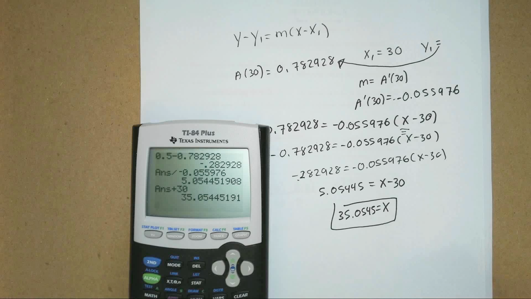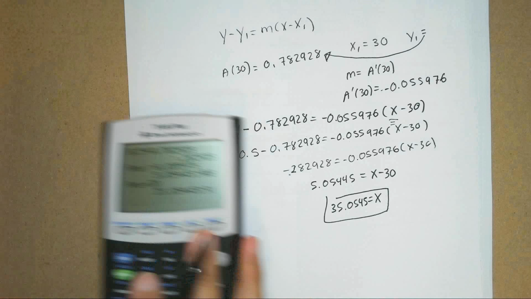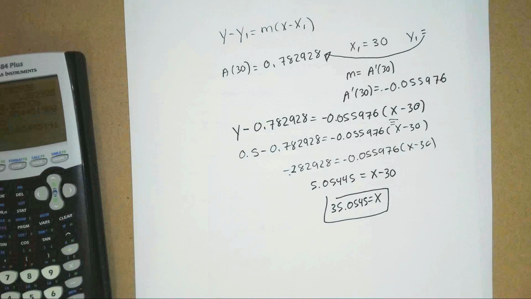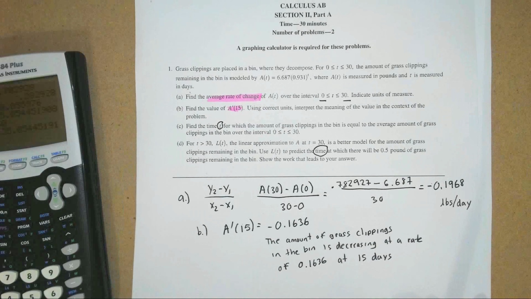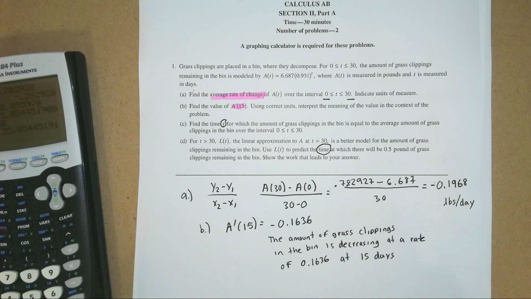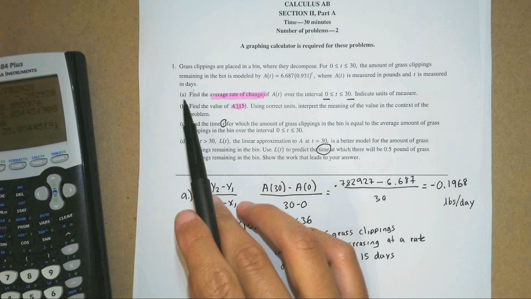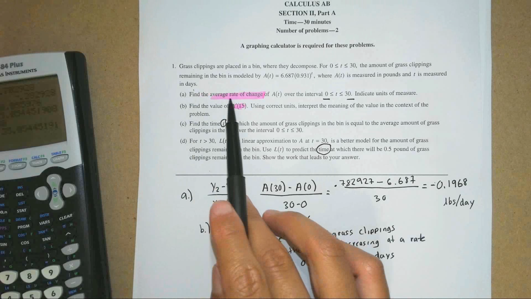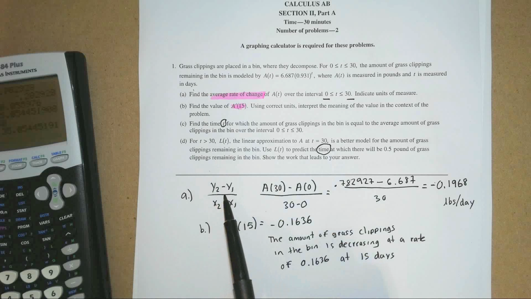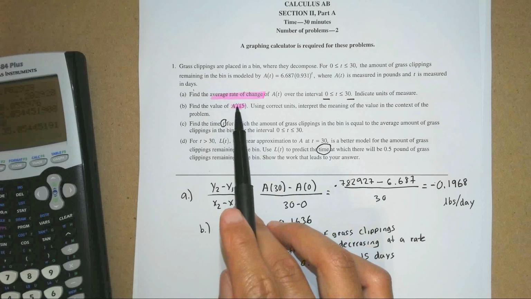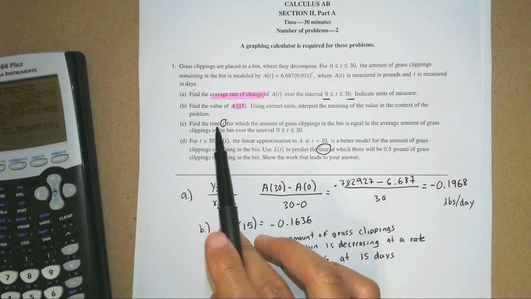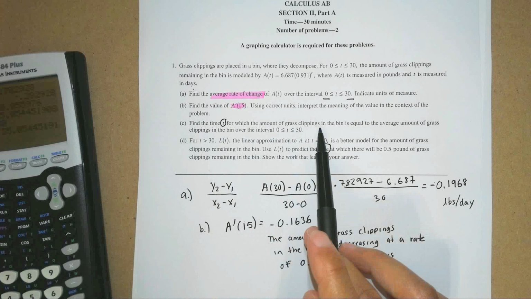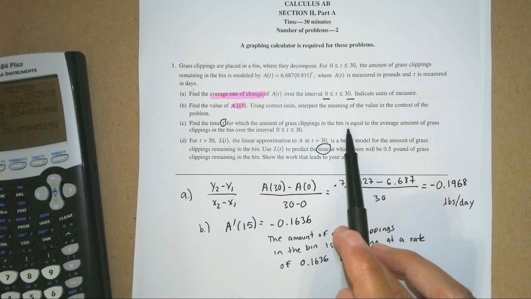So the main thing is when you are reading a question like this, at any part, you always want to break it down. Break down every single part and look for that key word. Part A says average rate. So we knew that was our slope formula. Second question was A prime, meaning derivative.